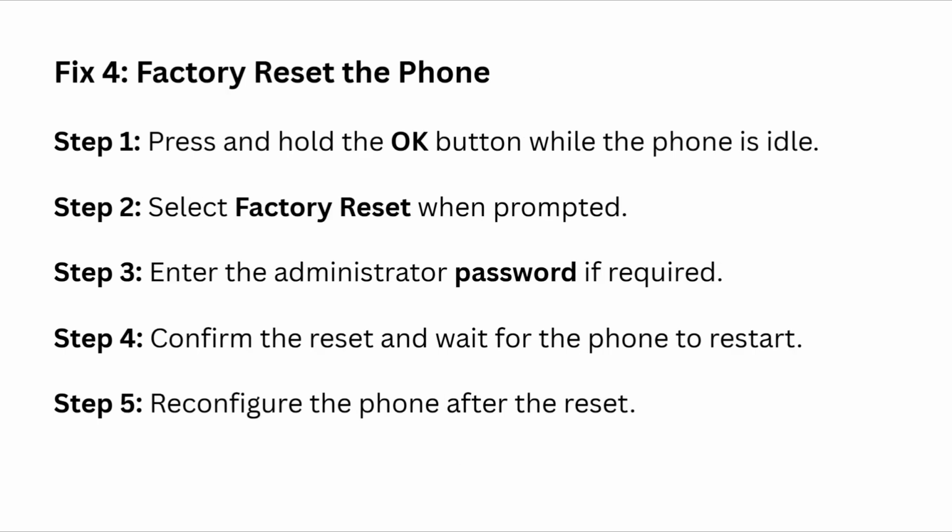Fix 4. Factory reset the phone. Press and hold the OK button while the phone is idle. Now select factory reset when prompted and enter the administrator password if required. Then confirm the reset and wait for the phone to restart, and reconfigure the phone after the reset.